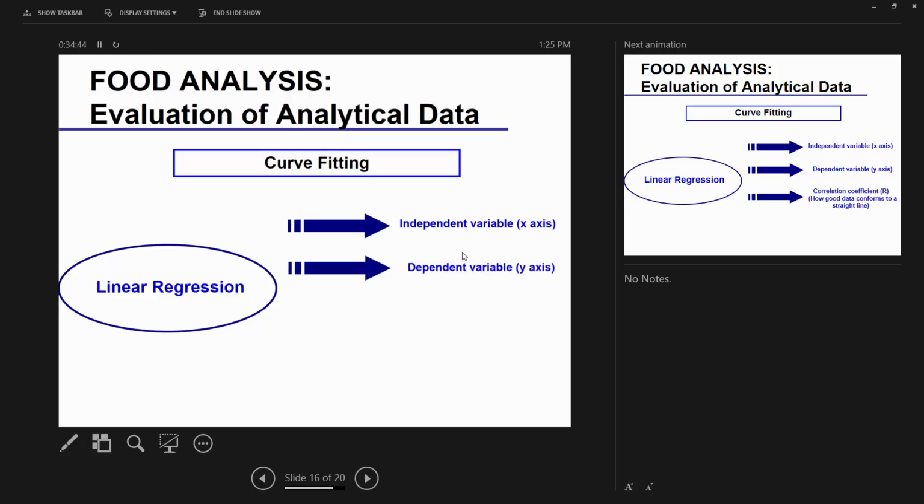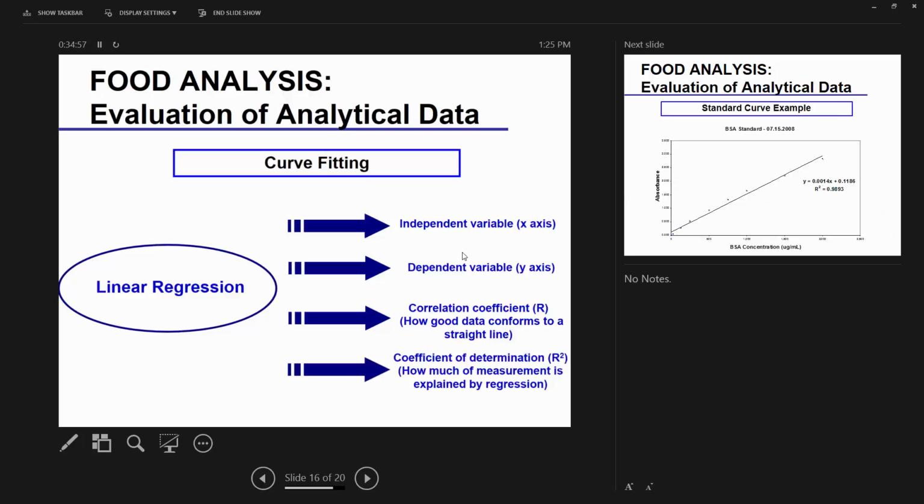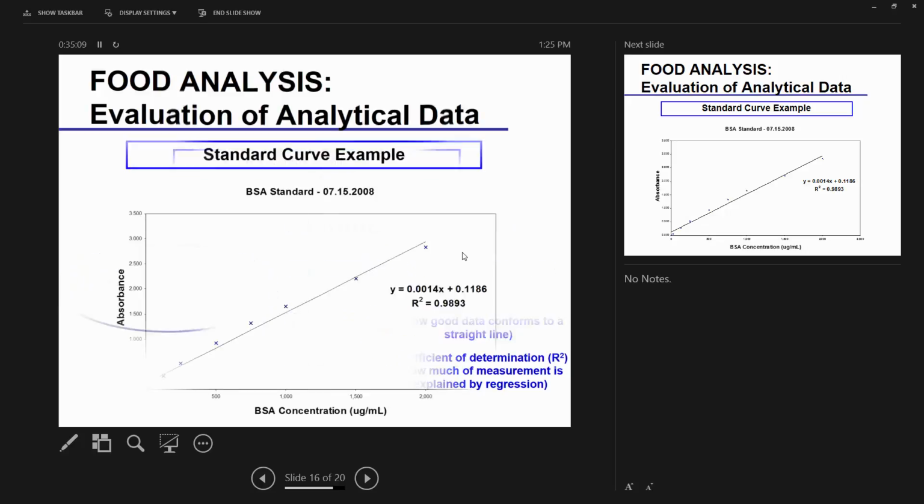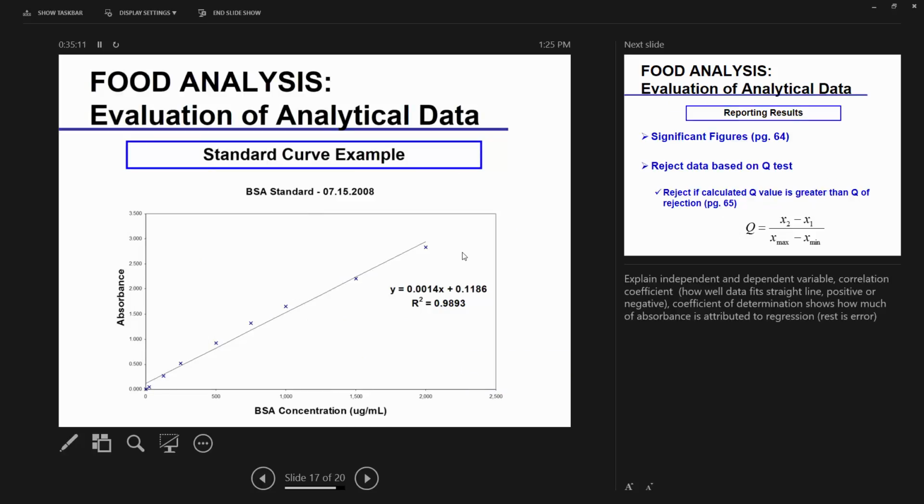So your x-axis is always your independent variable, and then your y-axis is your dependent variable, and then you will have a correlation coefficient, how well the data fits a straight line, and coefficient of determination, which is basically how good your prediction is using that standard curve, how much of the measurement is explained by the regression. That means prediction.